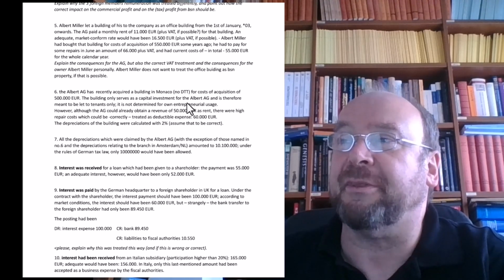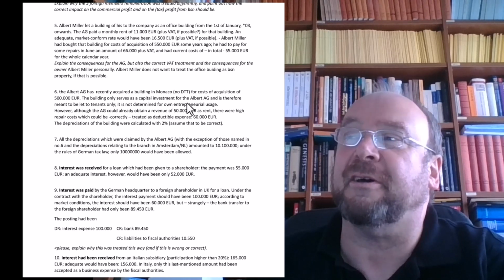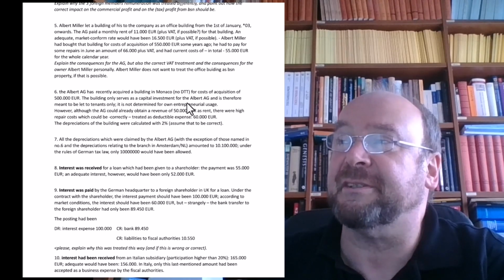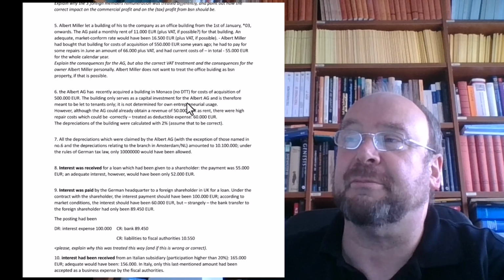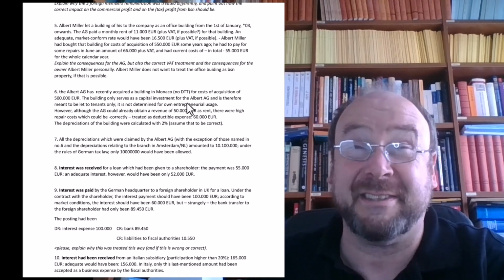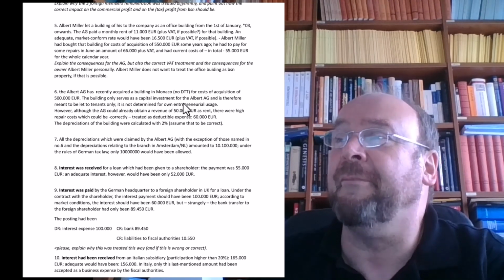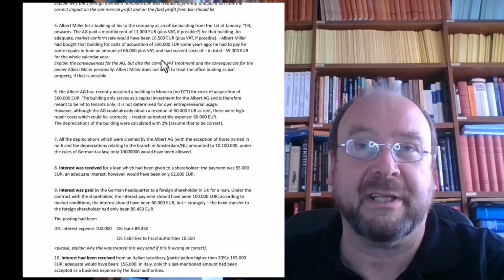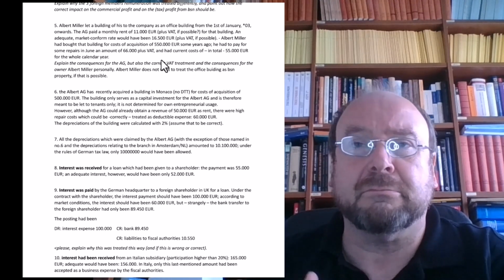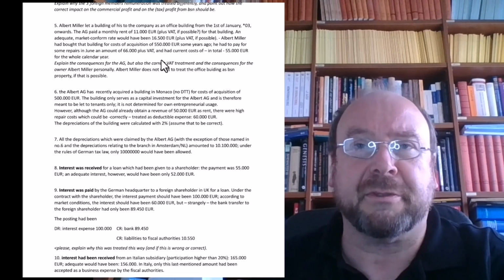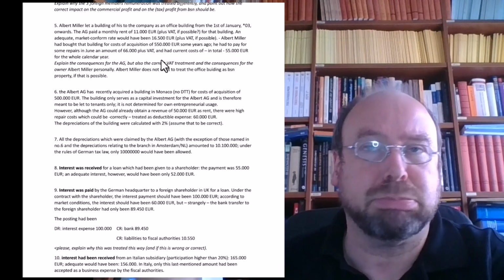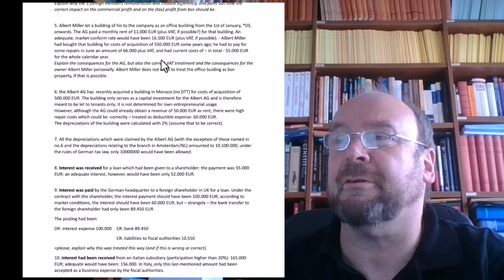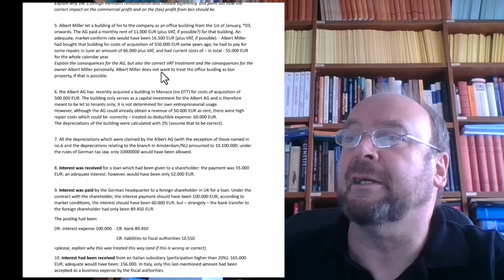Albert Miller had bought that building for cost of acquisition of 550,000 some years ago. He had to pay for some repairs in June an amount of 66,000 plus VAT and had current costs of in total 55,000 for the whole calendar year. So electricity, water, maintenance, whatever he had to take care of.